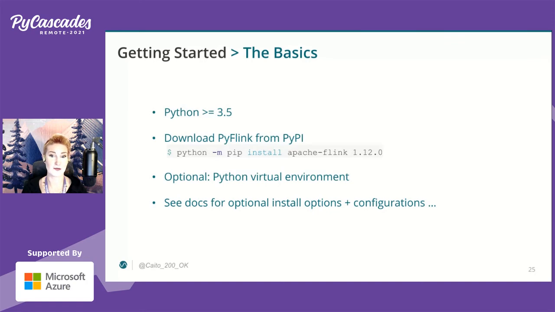PyFlink does require Python 3.5 or higher. And then, as I mentioned before, you can just download it from PyPI now. So that's just really nice and simple. And additionally, you can use configs to specify the Python interpreter. There's various options for setting up your virtual Python environment for PyFlink. And in keeping with that highly customizable goal, there's a ton of different configurations. So I definitely recommend checking out the docs for this, especially if you feel like your use case might be particularly complicated.